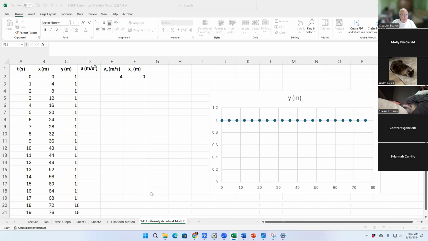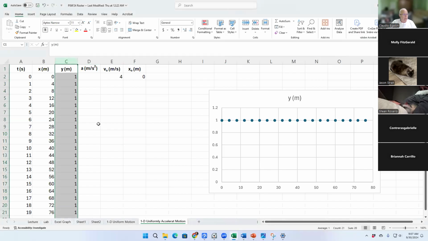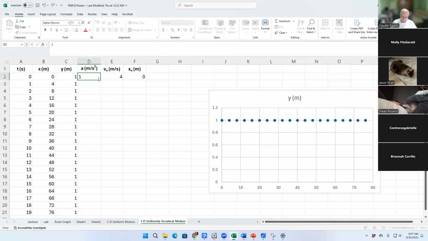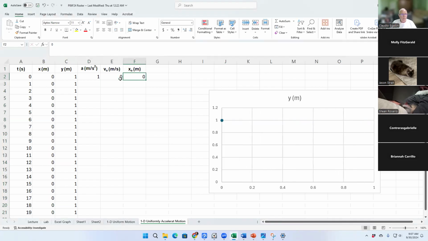Because it's going to be a 1D motion, the value of y is going to be the same. Make sense? I'm going to put, let's say, an acceleration of 1 meter per second squared. Okay, it's going to start from rest. It's going to start at the origin. And I have to come up here with the equation.